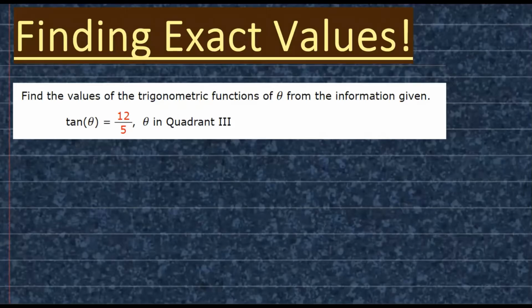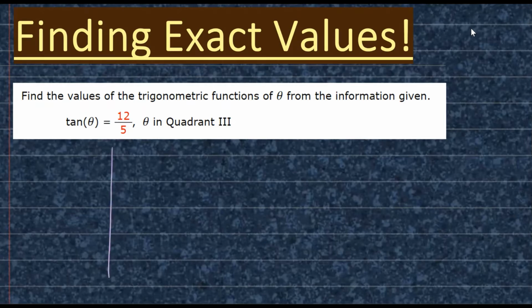Okay, so let's go ahead and find the exact value of something like this, where you're given one of the trig ratios, and we're going to find the remaining 5 based on what is given. Now, keep in mind that you're not given a value for theta. You're given a trig ratio of theta, and you're given which quadrant theta is located in. So for something like this, you will want to draw a picture.